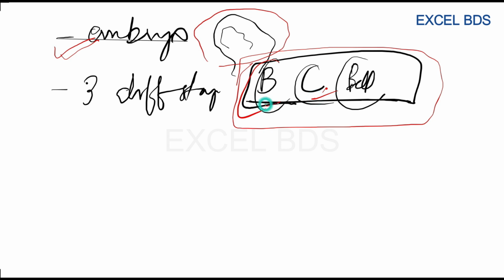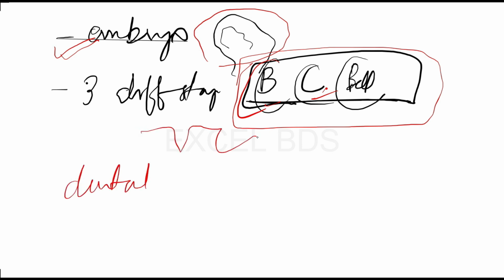As a 5 marker, they can ask the Bell stage, cap stage, or the bud stage, anything. And they can even ask dental lamina as a 2-mark question. At that time, what do you write? How it is formed, and where the remnants move. I told you, the cell rests of Serre, and what all they cause, all that you can write as a 2-marker. They can also ask you to just draw the Bell stage or something like that.